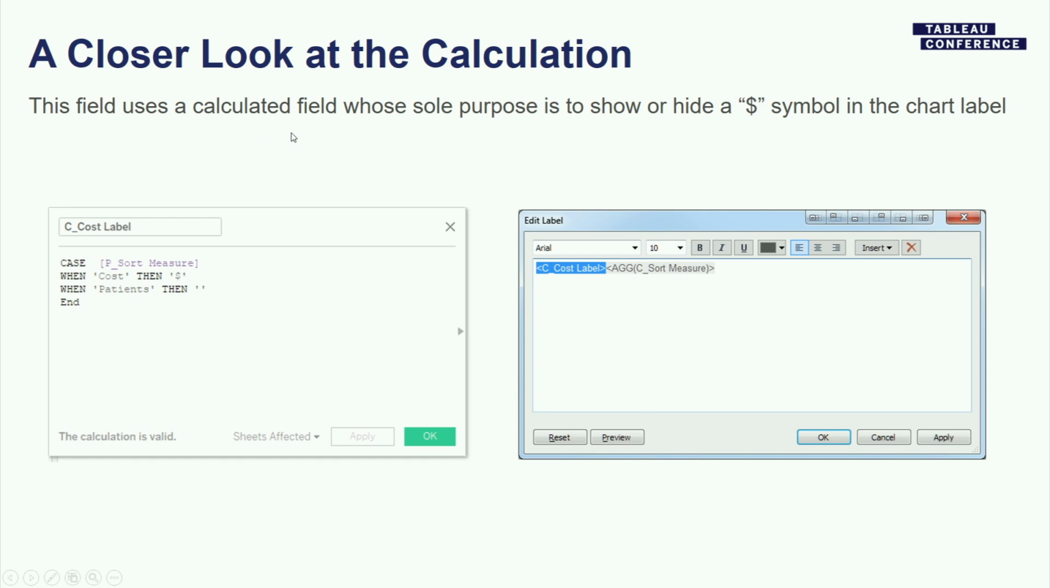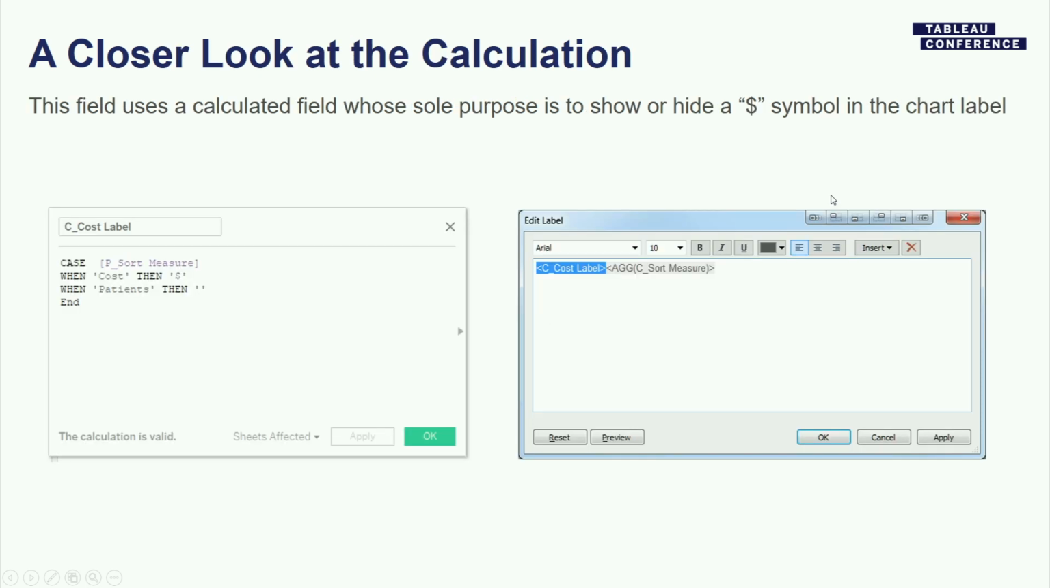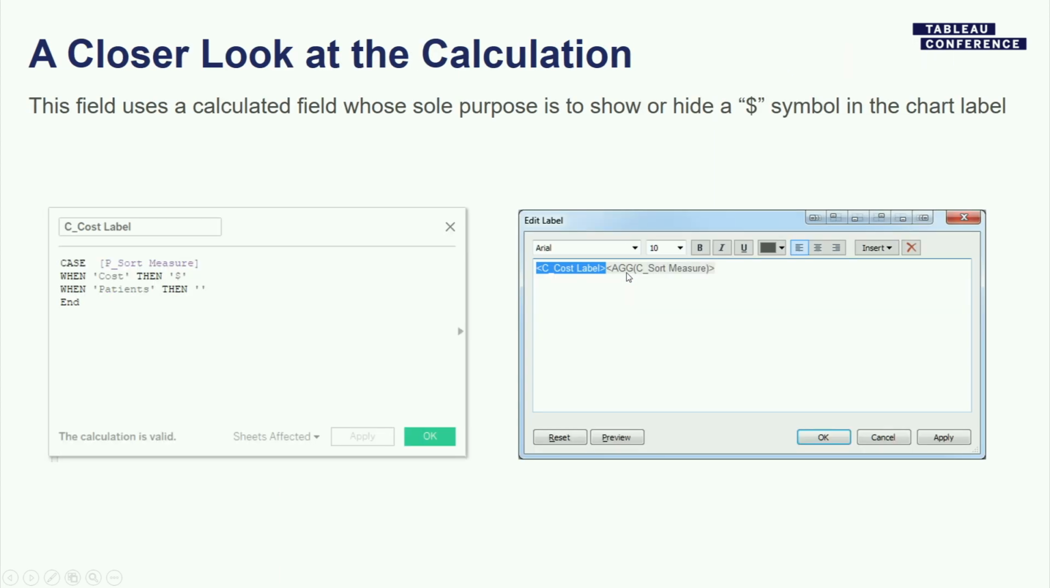The sole purpose of this field is to show or hide a dollar symbol. If you remember, the user can toggle between cost and patience. So on our label, on our chart here, if they pick cost, we want this label to have a dollar sign. If they don't pick cost, we don't want it to have a dollar sign. And that's being used right here in the label. That's all it's doing. Now, if we take that out, that actually saved us a bit of time.